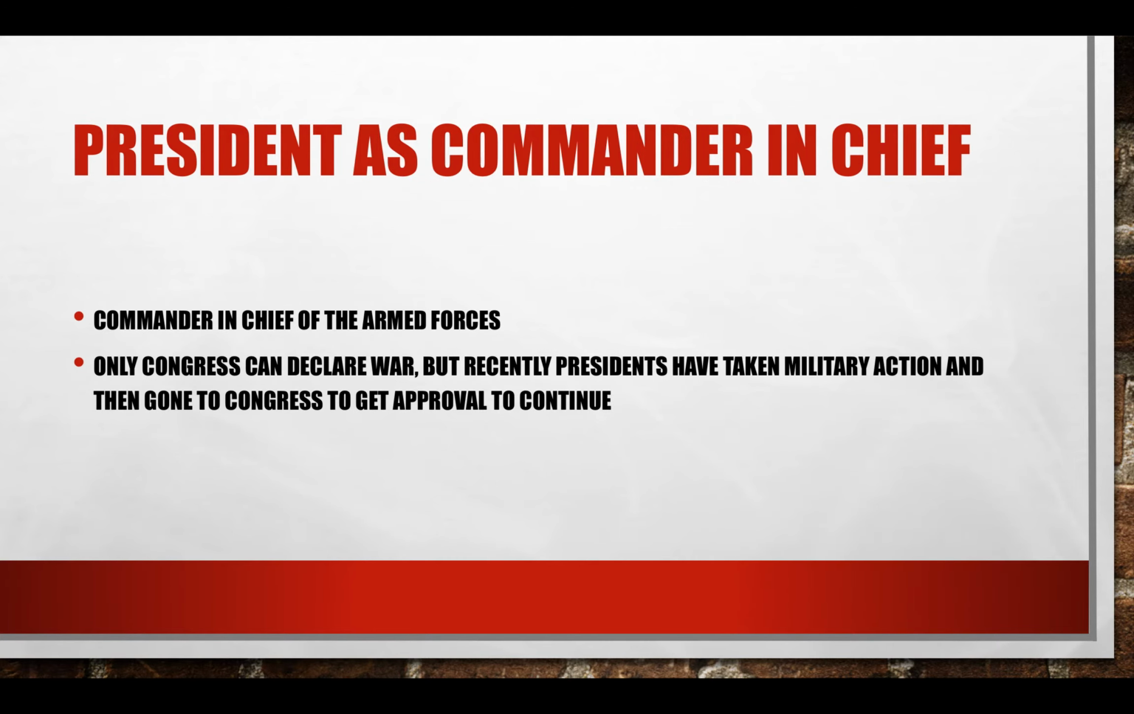The president is the commander-in-chief of the armed forces. Only Congress can declare war, but recently we see presidents take military action and then get approval from Congress to continue action. Attempts to stop action include cutting off funds from troops, which is a dangerous and politically risky move.